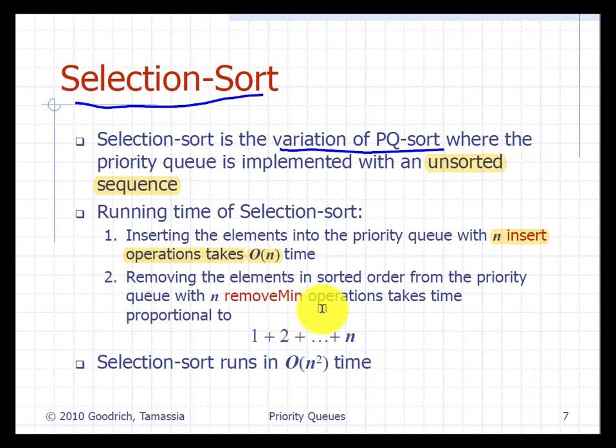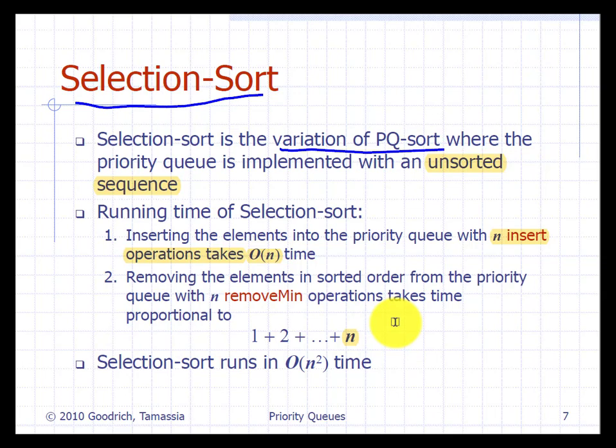Okay, so to remove the first one, well, we would have to search for the entry, and since there are n entries, the first removal will take n, the second removal will take n minus 1, the third removal will take n minus 2, and so on. So the priority queue implemented with an unsorted sequence is decreasing with every removal.